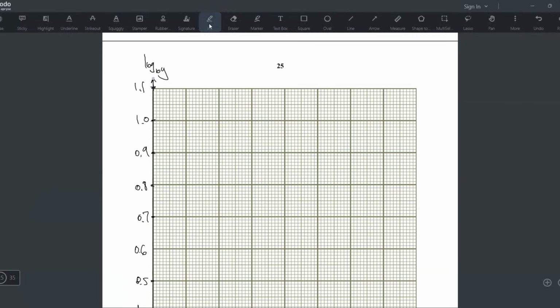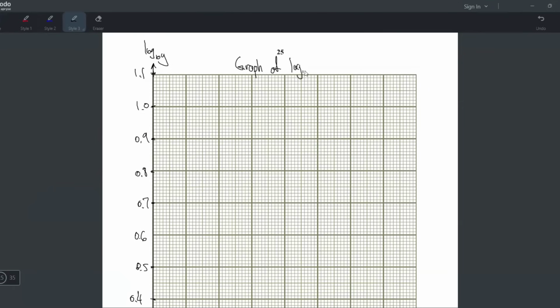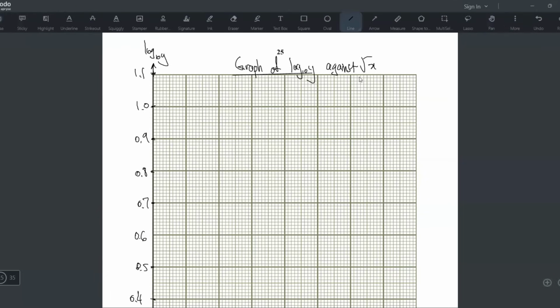Okay, after we draw the graph, we have to write the tajuk. But we can write it now. If you write it now, then later you won't forget. So the tajuk will be graph of log 10y against square root x. Yeah, that's the tajuk. And then underline this. Okay, let's start to plot the points.